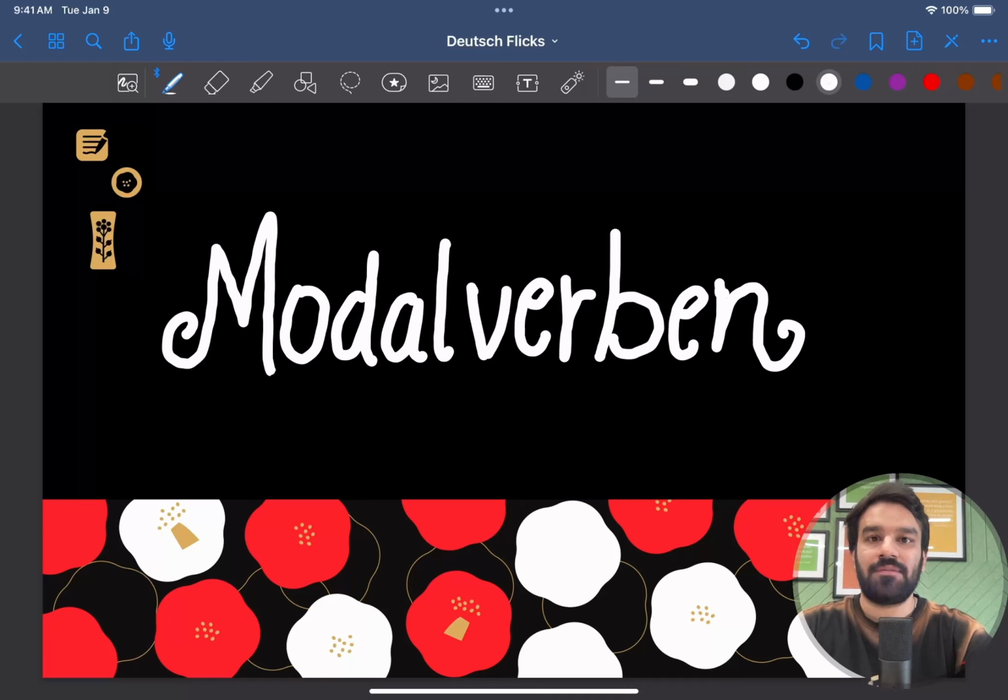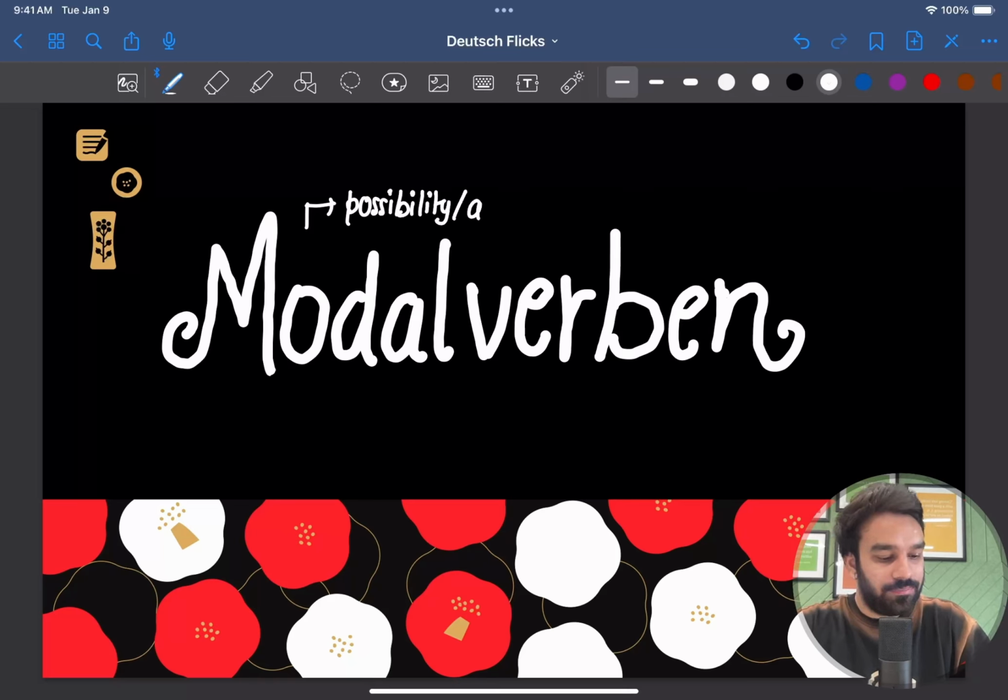So today we are diving into something you'll use in every German conversation, Modalverben, also called modal verbs. Modalverben are auxiliary or helping verbs and they modify the meaning of the main verb in a sentence. So we use them to express possibility or ability. We use them to express desires or obligation.